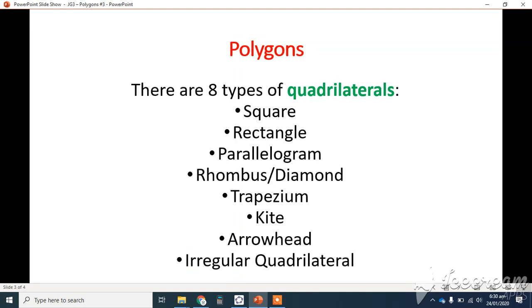Right, in this video, we're chatting quadrilaterals. Quad means four, so four-sided shapes. And there are 8 different types of quadrilaterals we are going to explore. So let's get into it.